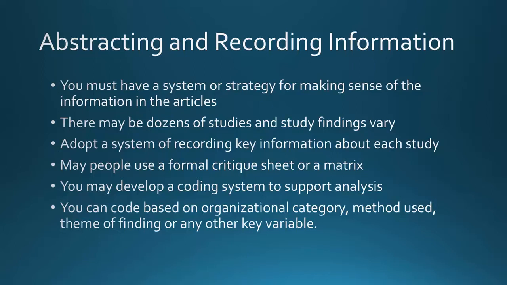In the past, I've written these reviews with maybe 5 or 6 people, and normally I would divide up those articles. I'd say everybody's critiquing 10 articles so that every author is in that literature critiquing it. And then we create, I'll show you some of the things we create to track the articles. So you want to have a system of recording your key information. A lot of people will use a formal critique sheet or a matrix to track the information. We might use a coding system, and I'll give you some examples of these. Because you can code your information based on what's important to you.